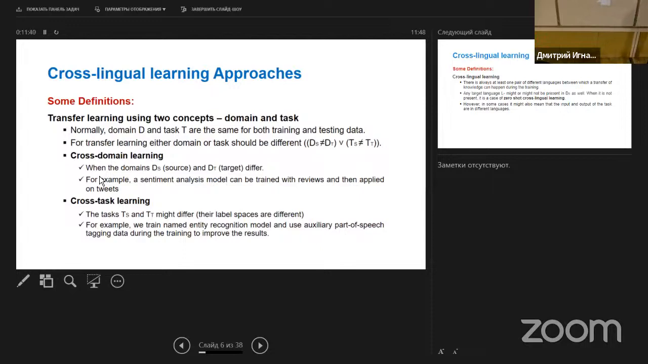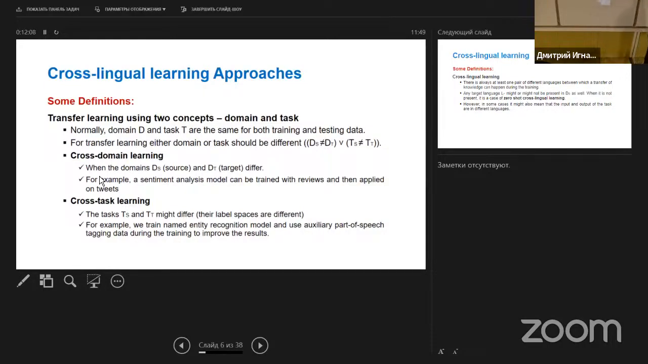So usually in common scenarios, our domain and task are in the same language, meaning our training data and our testing data, or we can say our source data and the target data, are in the same language. This is a basic approach. But for transfer learning, either our domain or the task should be different. Either our domain should be different or the task should be different.